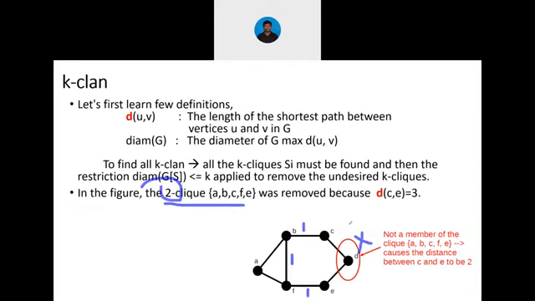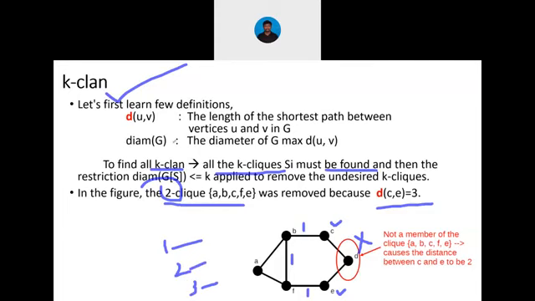Removing this two clique because for reaching E from C, it has to pass through a maximum distance of 3, right? And hence I am removing this two clique here. So this is actually called K-clan. To find a K-clan, all the K-cliques must be found. We have to find a 1 clique, a 2 clique, a 3 clique, the maximum cliques we have to find, right?